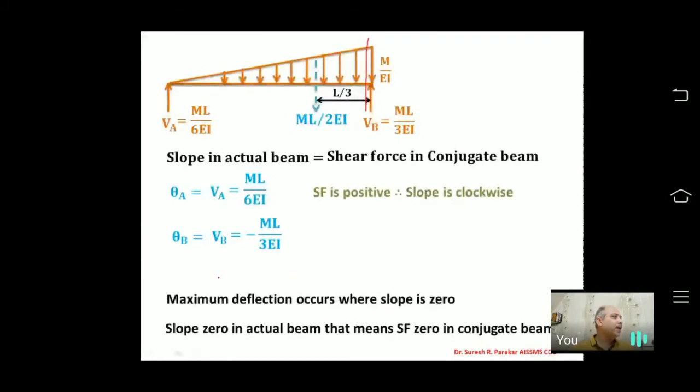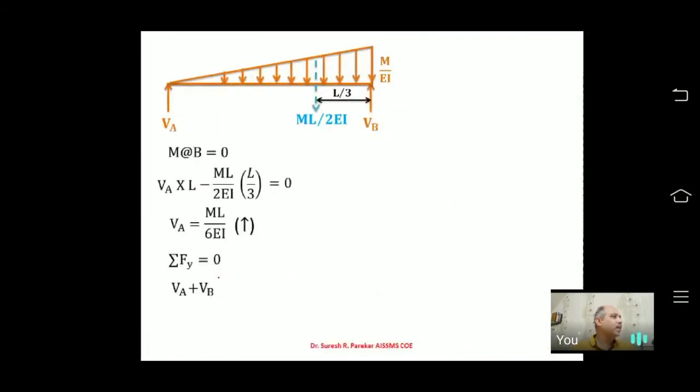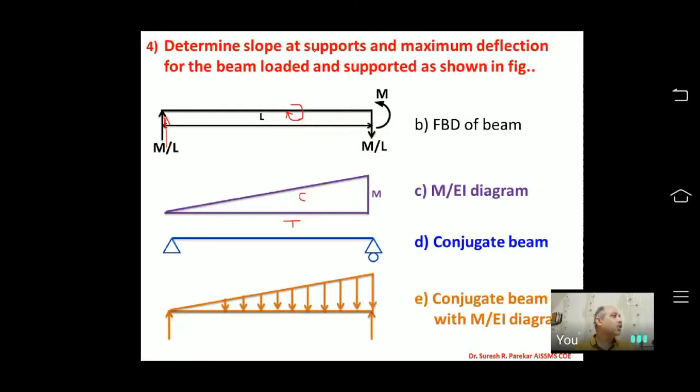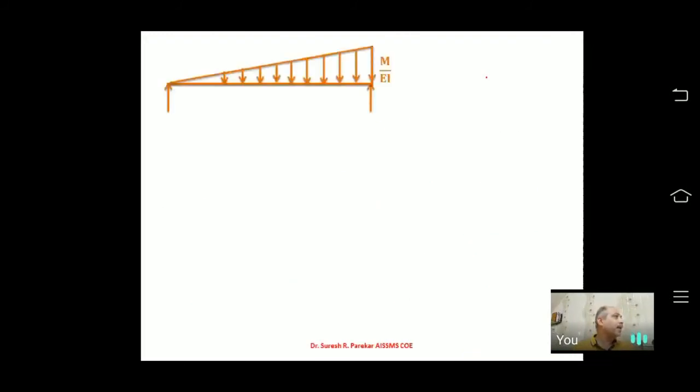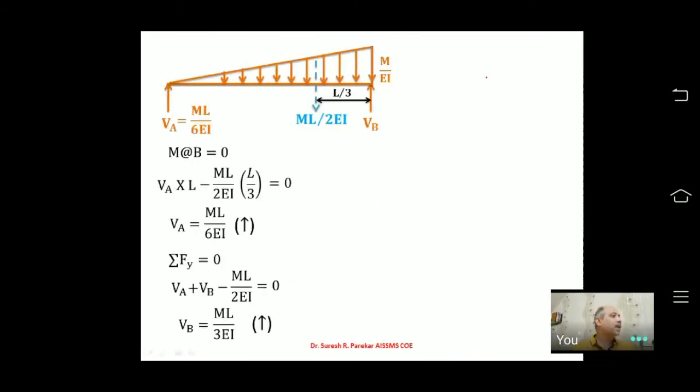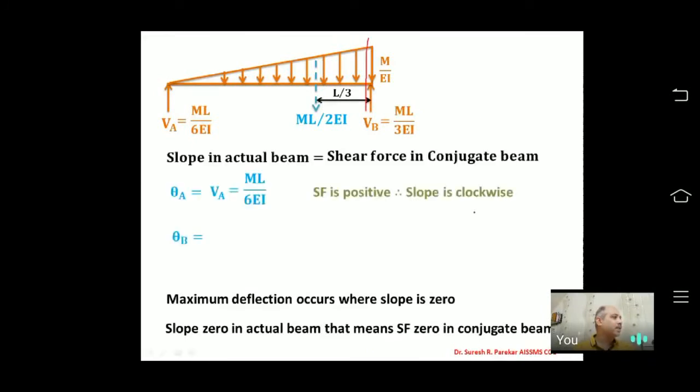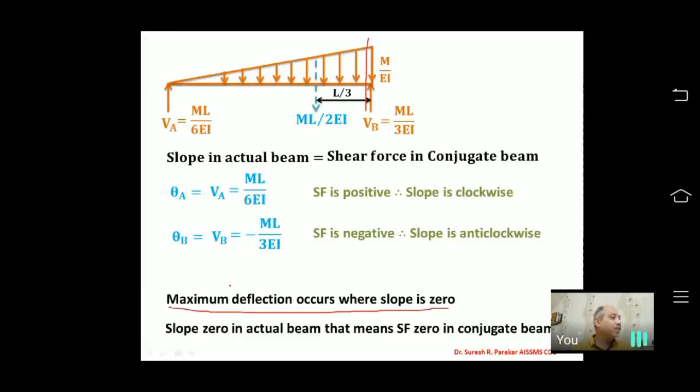Now if you see the problem, I have made a little bit of change in the problem. So here we have to find the slope at the support, that we have calculated. Now we have to go for maximum deflection. Where I will get maximum deflection is most important. So we have maximum deflection at zero slope. Because for deflection we have bending moment, and for slope we have shear force. Then where will I get maximum bending moment? I will get maximum bending moment where my shear force is zero. So where will I get maximum deflection? Where my slope is zero.